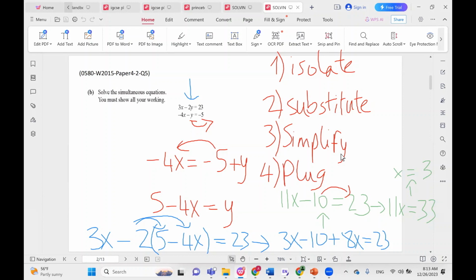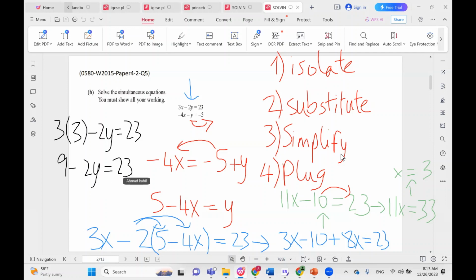So 3x, and instead of x, I'm going to write 3, minus 2y equals 23. Now, 9 minus 2y equals 23. And then we take the 9 to the other side. So negative 2y equals 23 minus 9, which is basically 14. If you divide by negative 2, you get y equals negative 7.